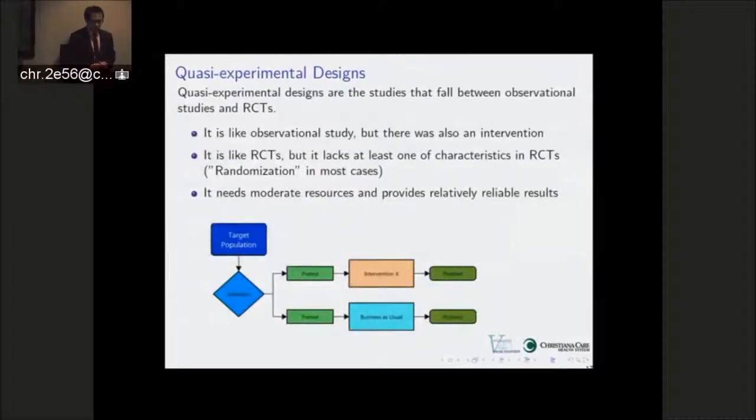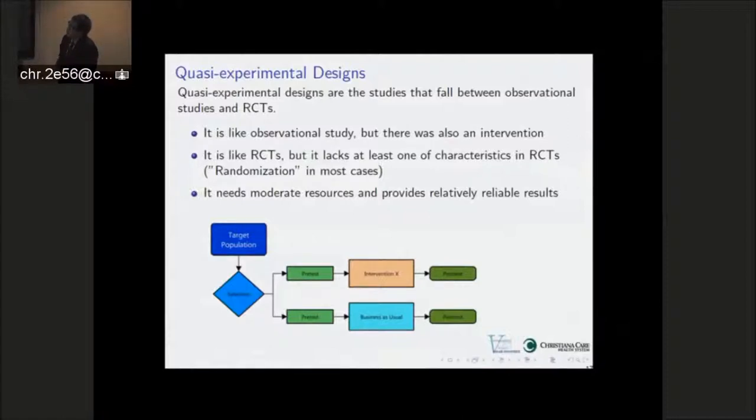Now I would like to talk a little bit about quasi-experimental designs. Quasi-experimental designs are studies that fall between observational studies and randomized controlled trials, so they have compromise properties. In observational studies, we only observe what happened; we only collect the data that's already there, with no intervention. Quasi-experimental designs have an intervention, but like randomized controlled trials they lack at least one of the characteristics of randomized controlled trials. In most cases, we miss randomization, so it's also a non-randomized trial.